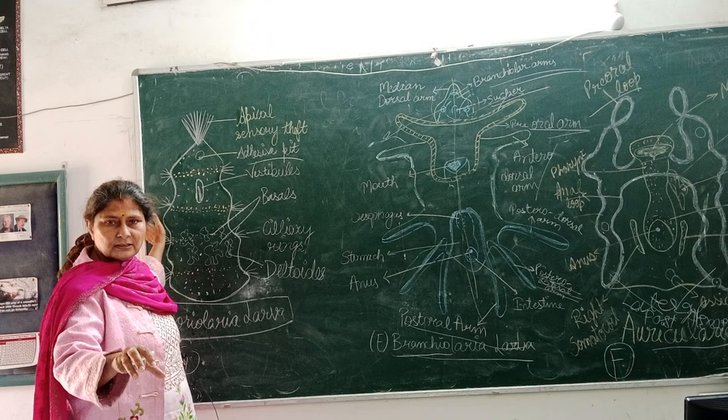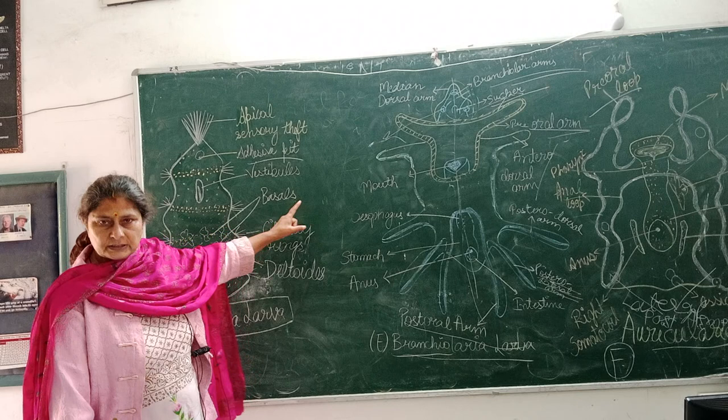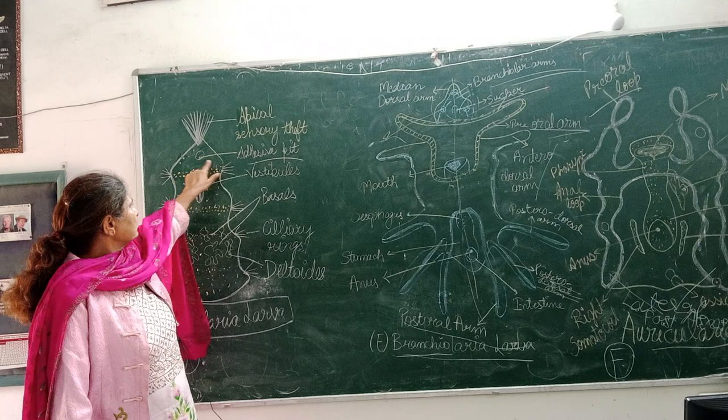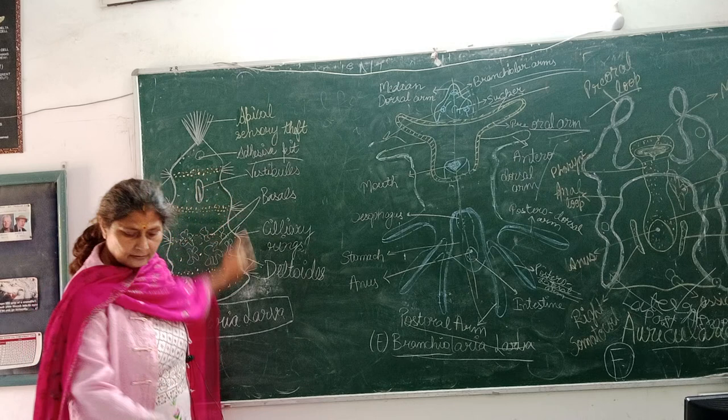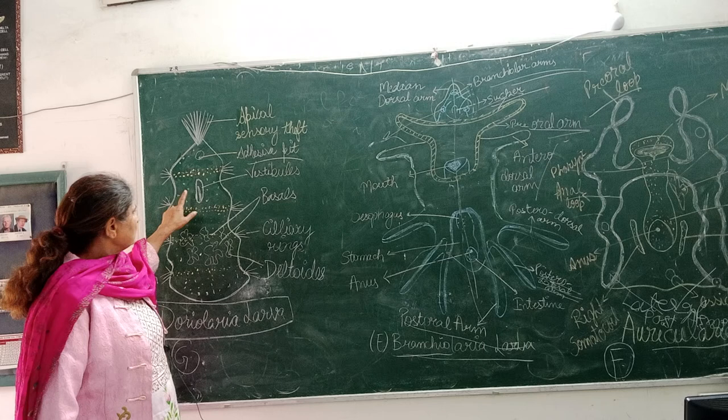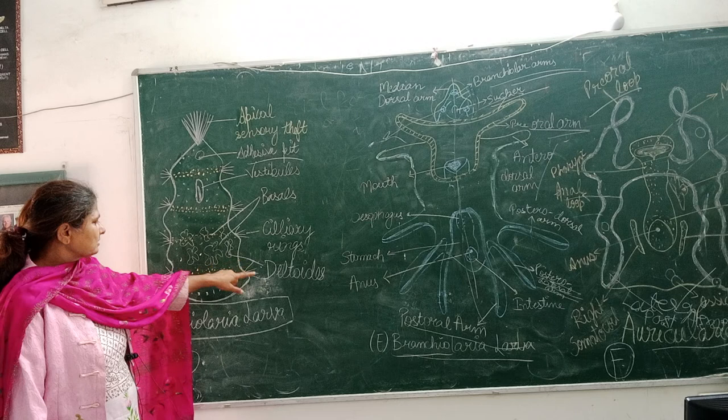So, the suckers which do that function, which fix with the substratum, with hair, this adhesive pit. They are attached with the substratum. From here they attach to the substratum. There is the vestibule, basal, ciliary rings, deltoids, different structures of the various parts of the body.